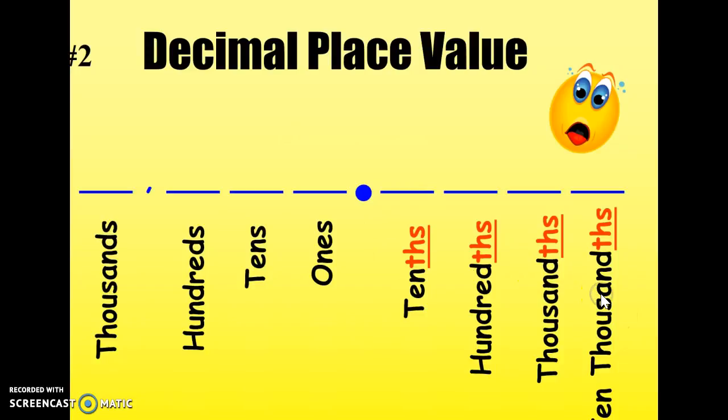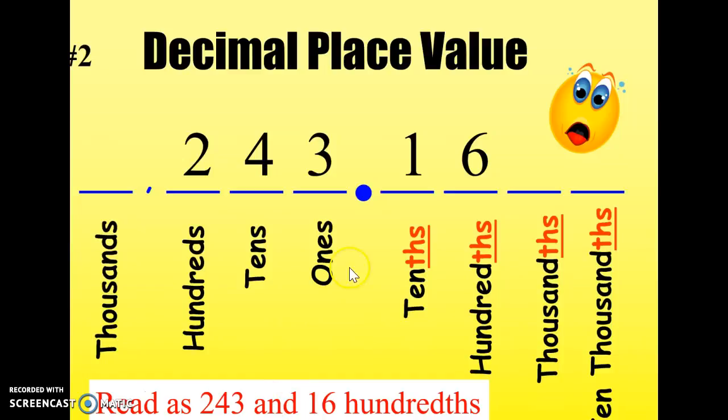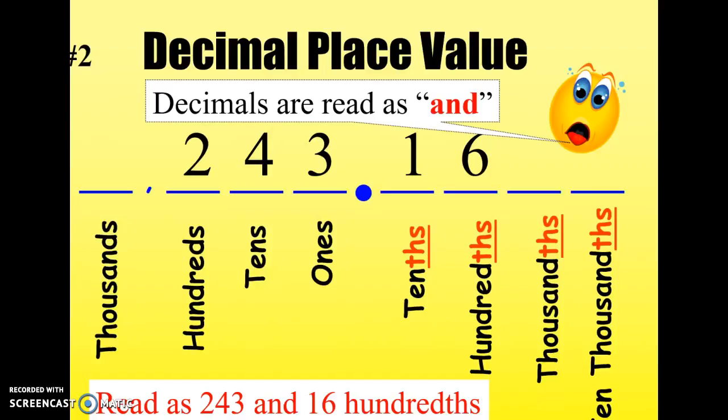So let's see if we can get a number in here. Okay. So for instance, this would be 243 and, decimal point is and, 1600ths. And if we know how to read the value when we have a decimal, then we'll know how to make it into a fraction. The decimal is an and. So 243 and 1600ths.